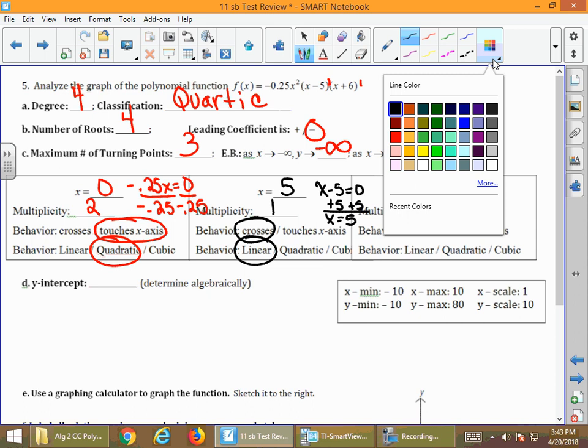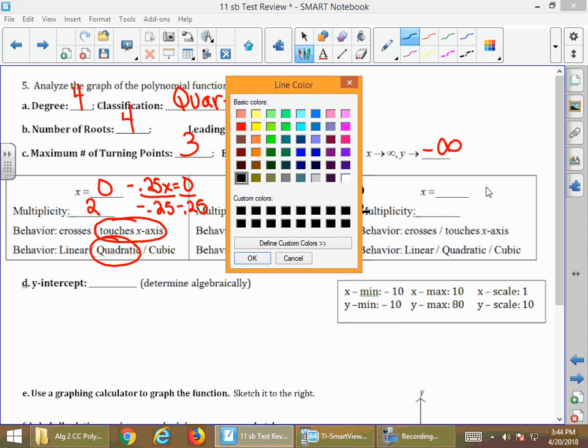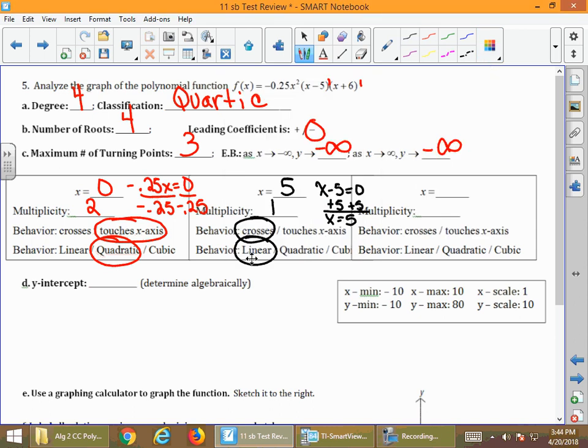So once again, we go through the same process when we get over here to our last parentheses of the x plus 6. We subtract 6 from both sides to get x equals negative 6. The multiplicity is determined by the exponent on the parentheses, which is a 1. So this is also going to cross because 1 is an odd number. And just like the one before, it's linear.